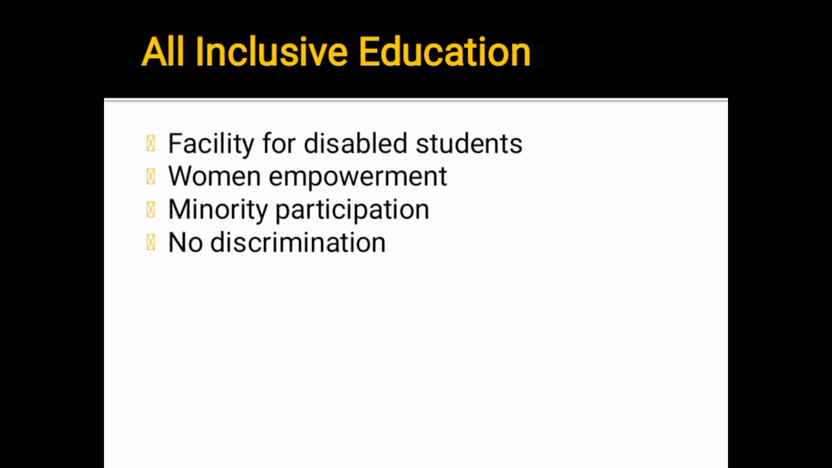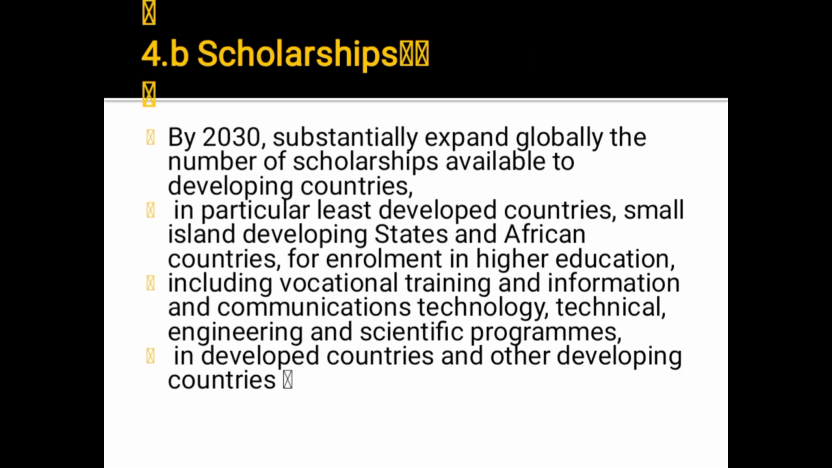All inclusive education is also important. There should be facilities for disabled students. Women should feel that they are also participating and are given importance in education, and there should be encouragement for children belonging to minority groups. Overall, there should not be any discrimination on any difference. Scholarships should also be provided to the needy, that is minorities or reserved classes. All these should ensure that everyone participates in mainstream education.